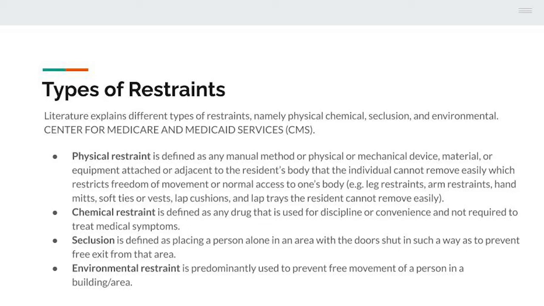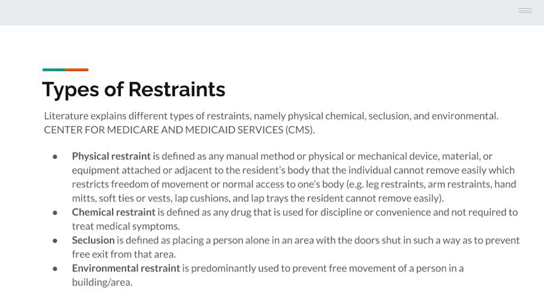A physical restraint is defined as any manual method or physical or mechanical device, material, or equipment attached to or adjacent to the resident's body that the individual cannot remove easily, which restricts freedom of movement or normal access to one's body. This includes leg restraints, arm restraints, hand mitts, soft ties or vests, lap cushions, and lap trays the resident cannot remove easily. And keep in mind that this definition does come from the Center for Medicare and Medicaid Services.